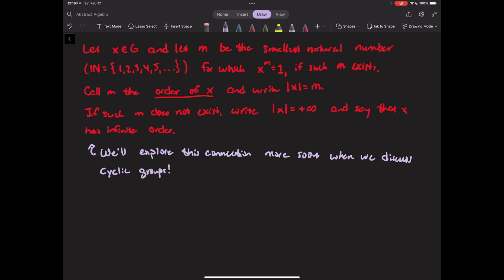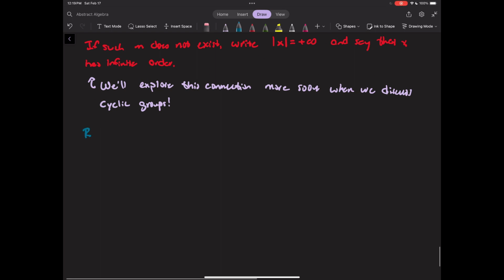Okay, so just a couple of examples. If a group element has order 1, then X is the identity. That element is the identity. Similarly, if X is the identity, then X has order 1. So really this is an if and only if statement.